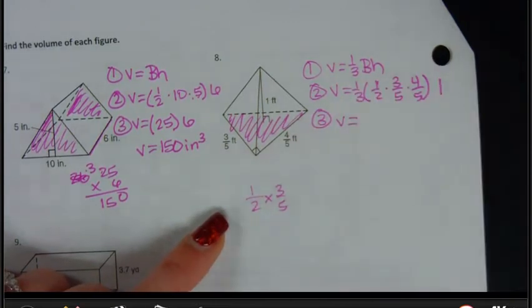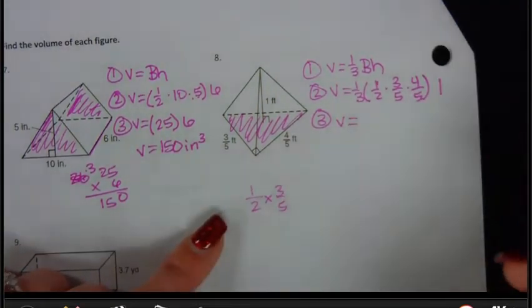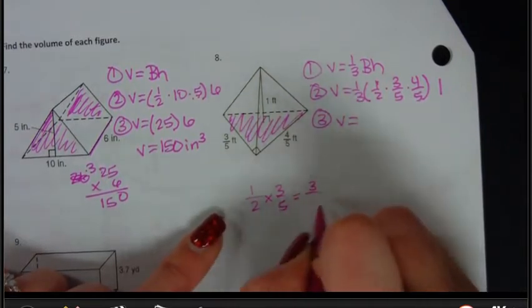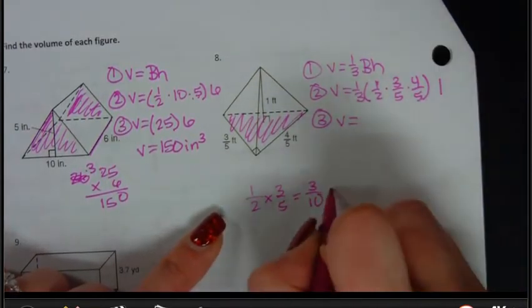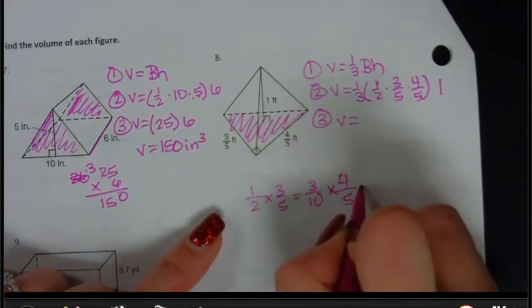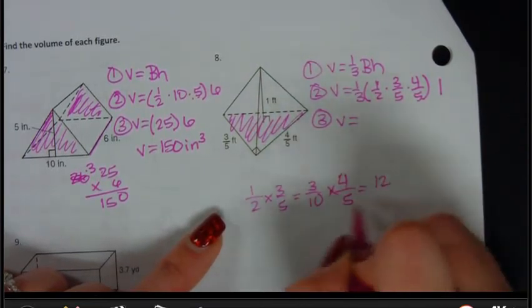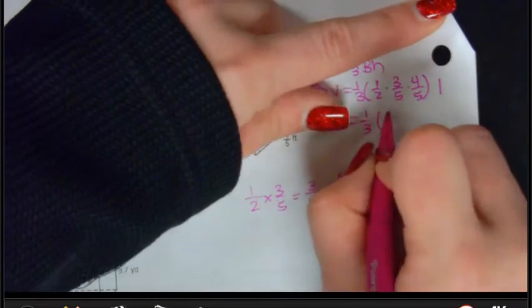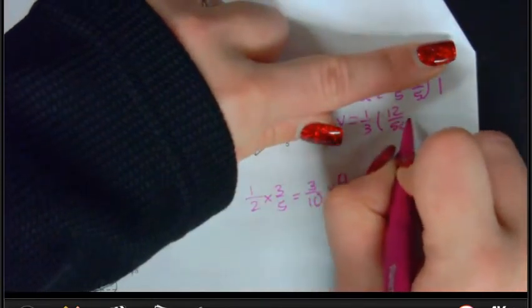Okay, because all 3 of these things are multiplied together, and we know how to multiply fractions. We've been doing this for a while. 1 times 3 is 3. 2 times 5 is 10. Now I need to multiply this here by 4/5. Whoops, multiply. 3 times 4 is 12. 5 times 10 is 50. So I'm going to leave that there the way it is. So I'm going to have 1/3 times 12/50.